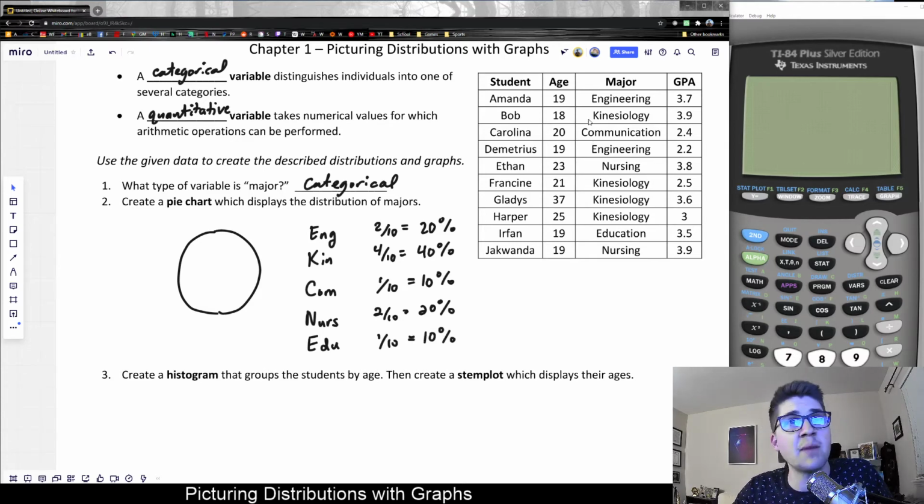And of course, one easy way to make sure that your math is coming out correct is the percentages should add up to 100% when you're looking at your display of categorical variables. And yeah, it looks like we got 60, 70, 90, 100%.